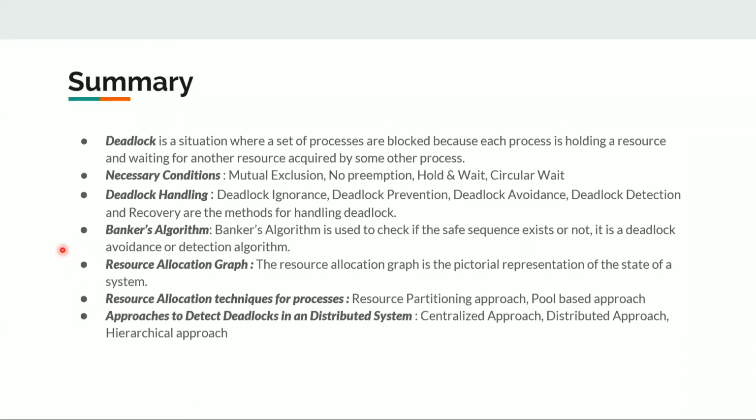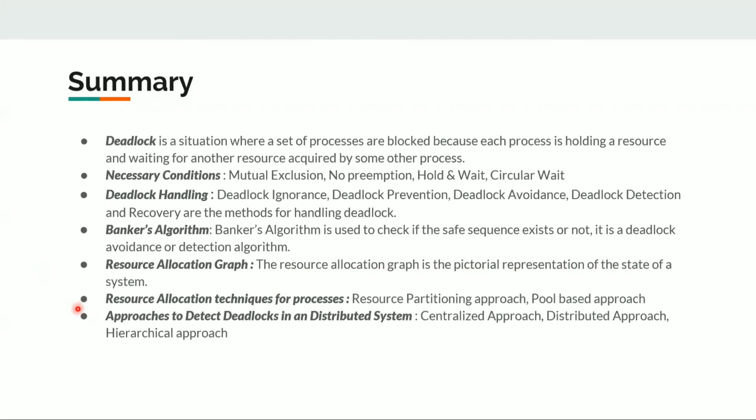Okay. Then we saw Banker's algorithm in detail. We saw a numerical. Banker's algorithm is used to check if a safe sequence exists or not. It is a deadlock avoidance and detection algorithm. And then we saw the resource allocation graph, how you can represent the same information that is in a table in a graph. The resource allocation graph is a pictorial representation of the state of the system.